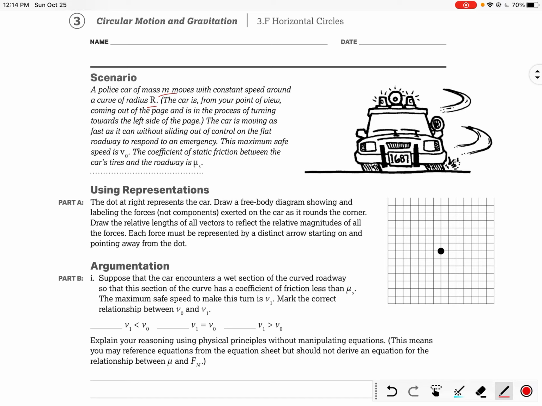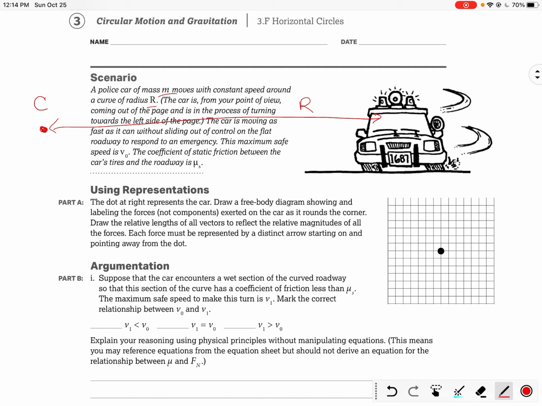The car in this picture is essentially coming out of the page. So somewhere over here is the center of the circle that it's traveling around, and that's the radius R, let's say, that is referenced. So the car is coming out of the page and kind of turning to your left as it comes out. So there's a maximum safe speed.